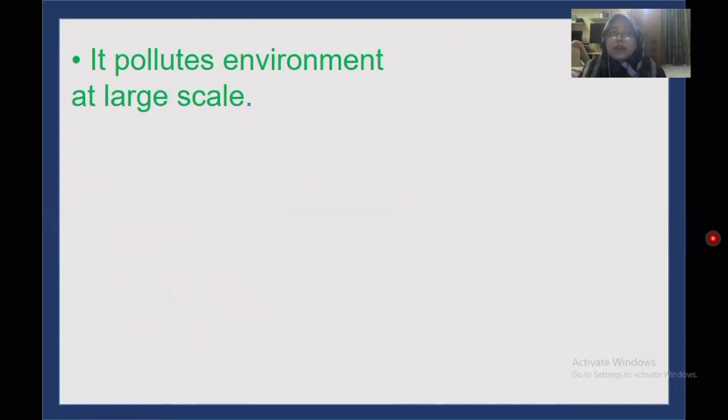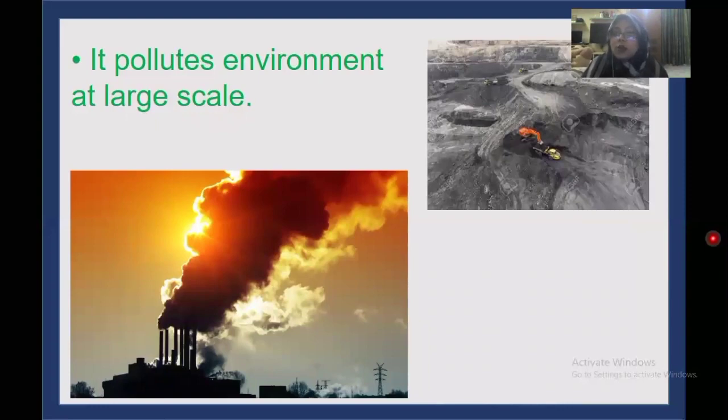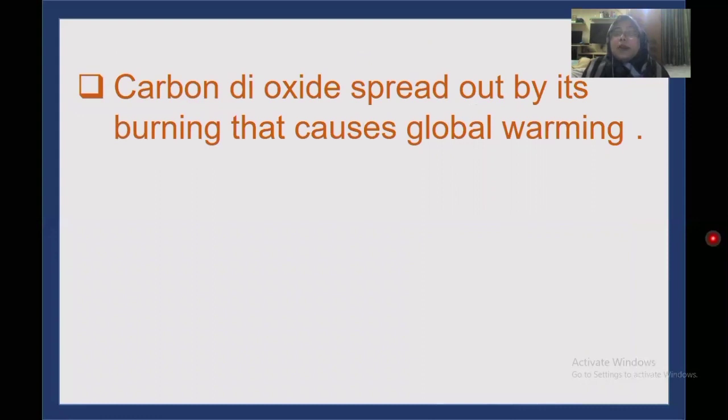Now, it pollutes the environment at a large scale. Look at this picture. It is very clear that the smoke emitting from here is polluting our natural environment. These pictures are also one kind of example of our environment getting very much hampered. It is hampered because of this type of non-renewable energy. Carbon dioxide spread out by its burning causes global warming.